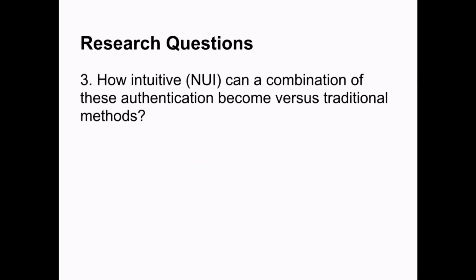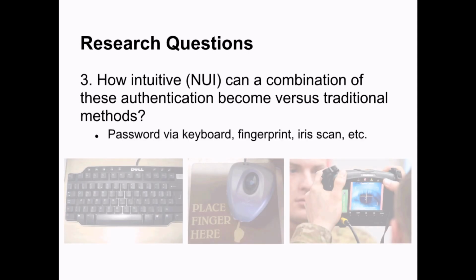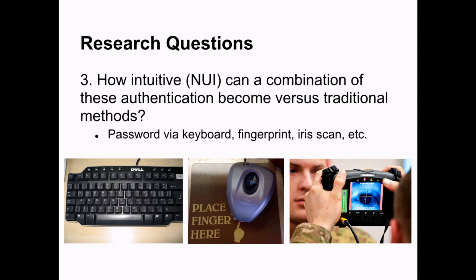Third, how intuitive, relating to natural user interfaces, can a combination of these authentication methods become versus traditional methods? Here we have three examples of traditional methods. Probably the most common is using a password via a keyboard. In the middle, we have less common, using a fingerprint scanner. And on the farthest right, we probably have the least used, which is an iris scanner. That's probably the most secure and most intuitive, but also the most expensive.